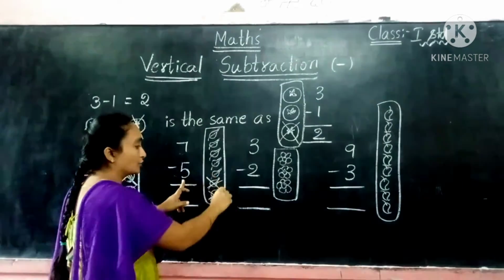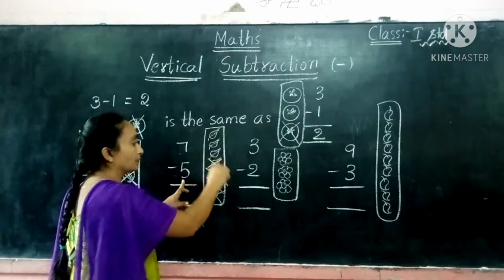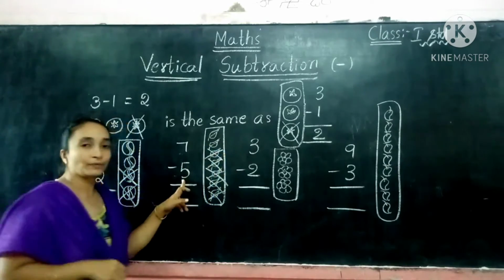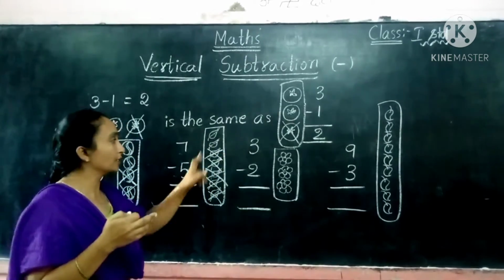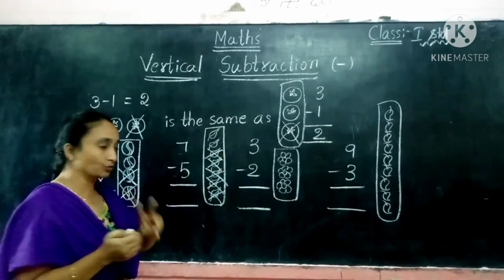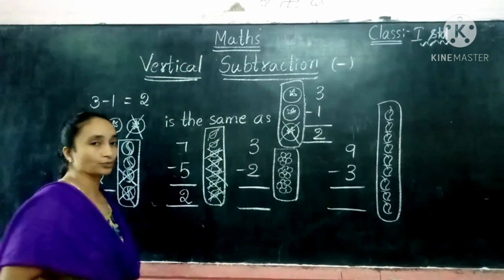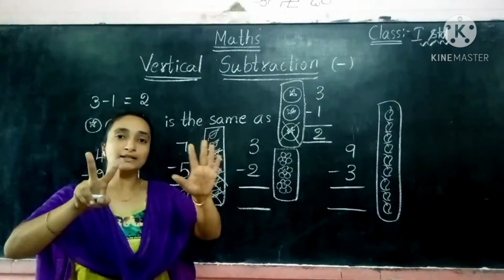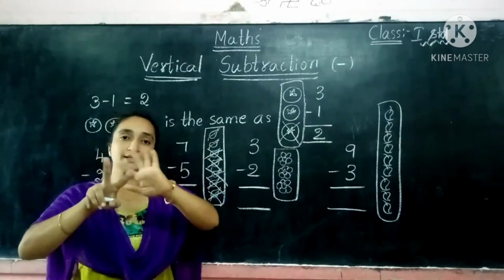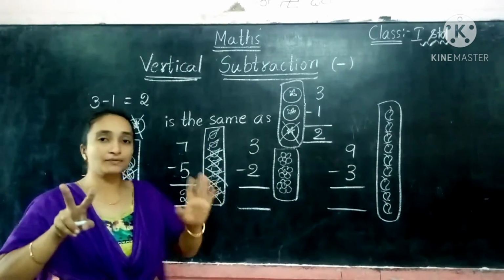1, 2, 3, 4, 5. So 5 leaves we have taken out. Remaining, how many are there, children? 2. Here we can write the answer 2. If you take 7 fingers, 5, 6, 7, 7 fingers, 5 fingers we have to take out.